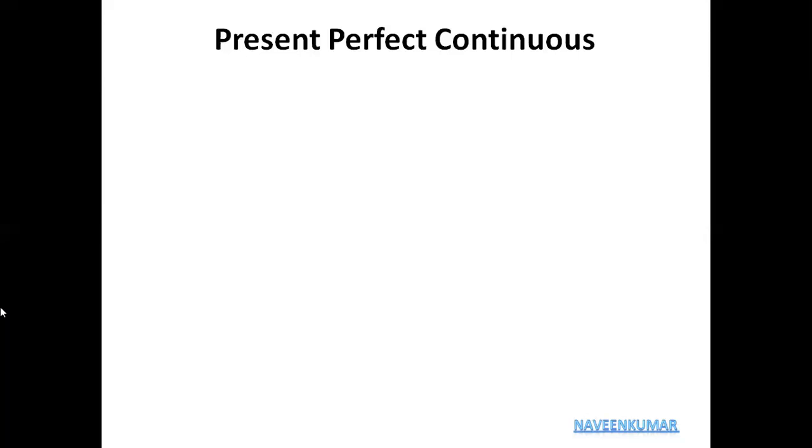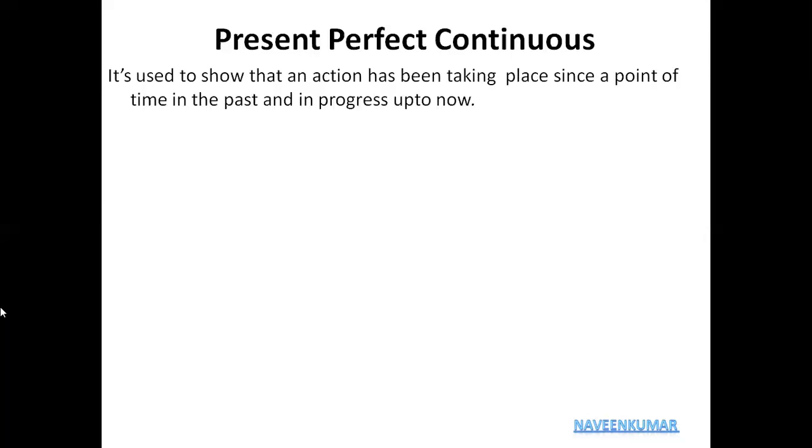When we use present perfect continuous tense, it's used to show that an action has been taking place since a point of time in the past and in progress up to now. So whenever we're discussing an action which started at a point of time in the past, and it has been in progress up to now, till now it's happening, and it may continue in future also. So that's called present perfect continuous tense. So let's see the graphical representation of this one.